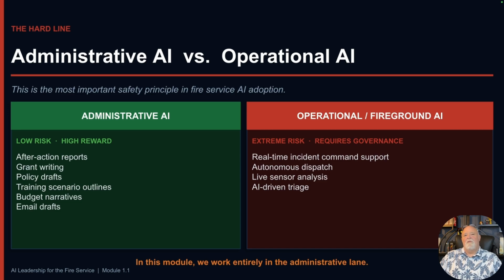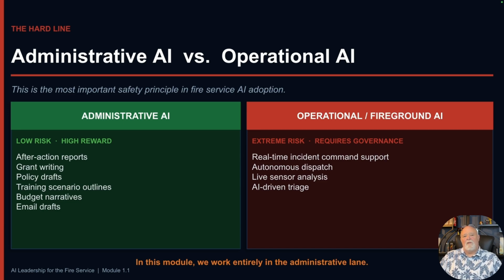The risk is manageable. Operational AI, real-time incident command support, autonomous dispatch, live sensor analysis. These applications fail in ways that can get people killed. That's not hyperbole. That's the physics of what happens when AI systems make real-time decisions in life safety environments without adequate governance structures. In this module and in the hands-on work we're doing today, we are working entirely in the administrative lane. That's where the gains are immediate and the risks are manageable. And the ROI is real.